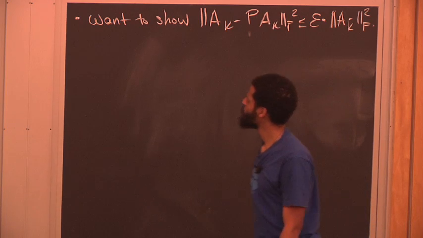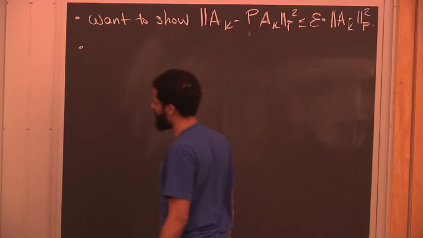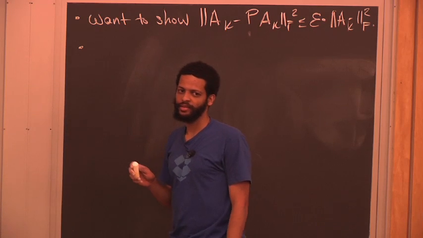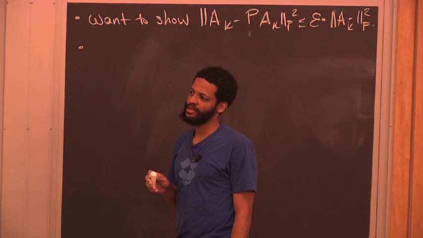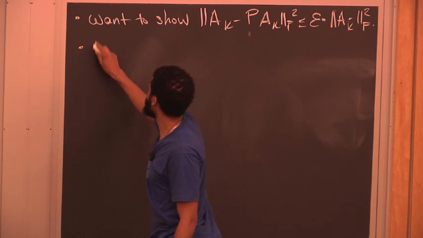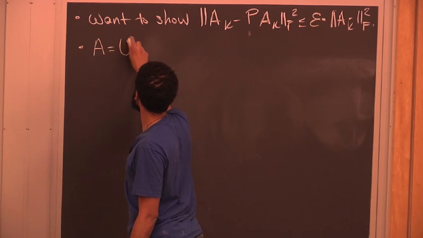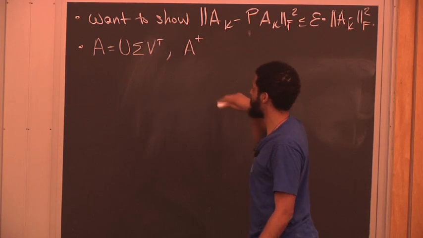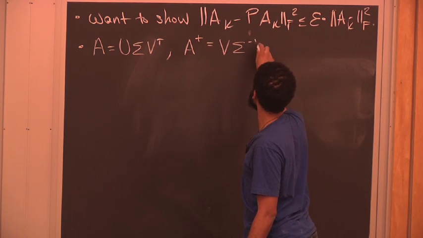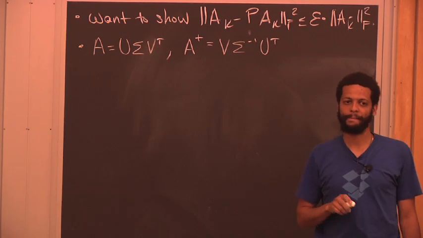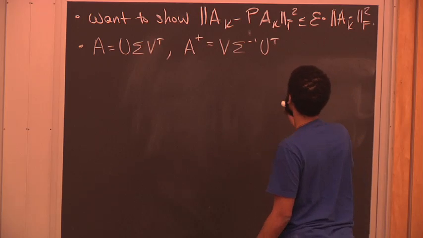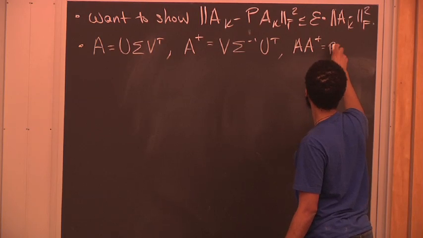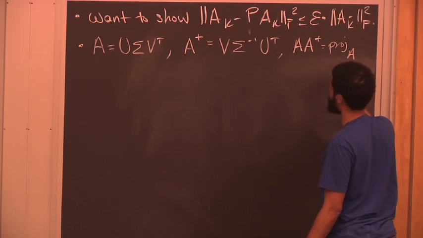Remember before, when we were doing regression, we said, well, did I define this? Let me just define some notation. If A is U sigma V transpose, then by definition the pseudo inverse of A is V sigma inverse U transpose. And A times its pseudo inverse is the projection operator onto A.